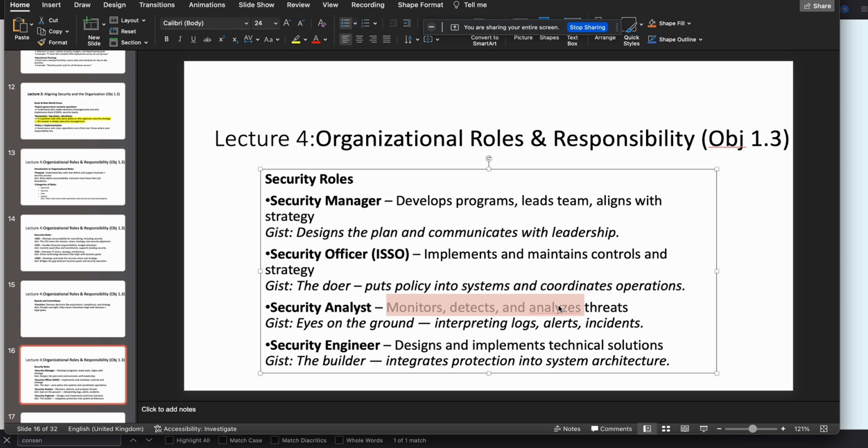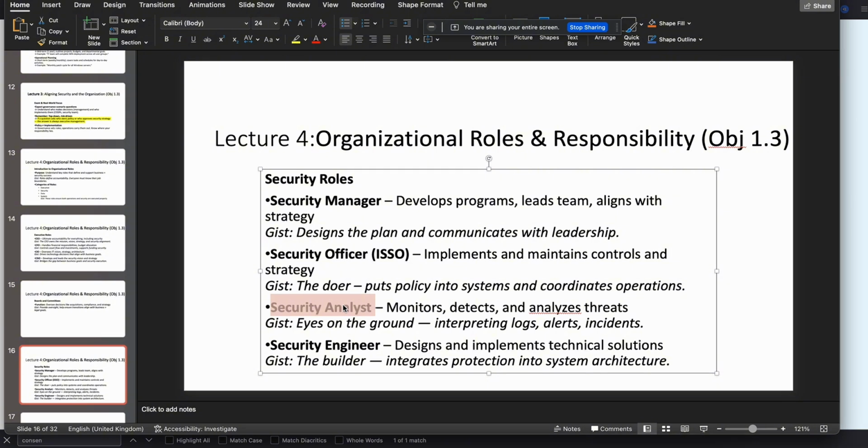They monitor, detect, analyze threats. Those are the roles of a security analyst. This is either a mid-level role or a low-level role. I'm not saying low level, I'm saying mid-level role or the technical person's role. Security engineer is a technical-based role. They design and implement technical solutions, like who is configuring the endpoint, who is configuring the DLP, who is configuring the router. That's the security engineer. Analysts analyze them.